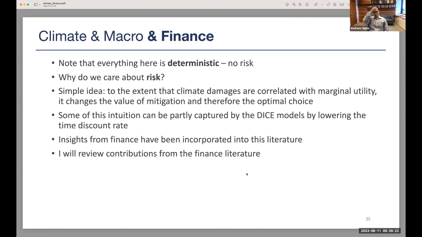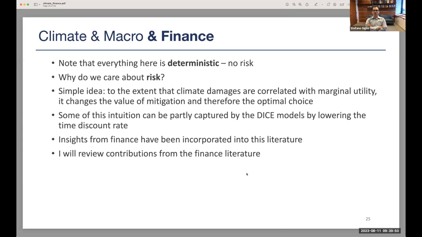Why is finance important? It is because I think that this view that we should be basically setting these optimal policies ignoring risk is missing an important piece. And this is not obviously my take. This goes back all the way to Weitzman, who's really pioneering this. And the idea is obviously very simple: if we think the climate damages are correlated with marginal utility, it really changes the value of mitigation and it changes the optimal policy, okay?